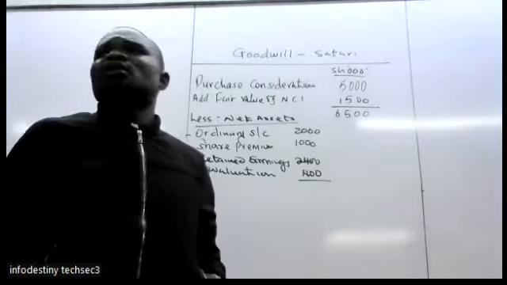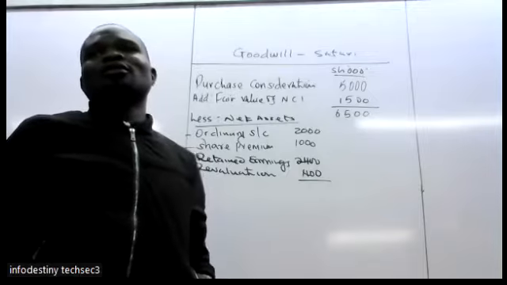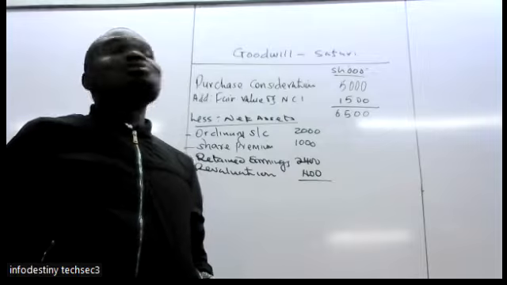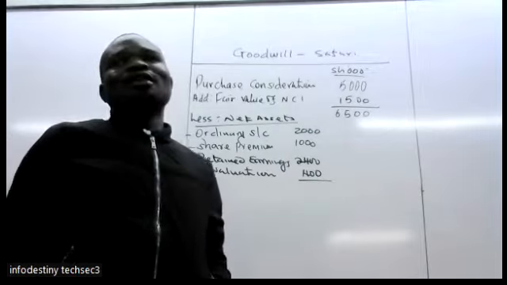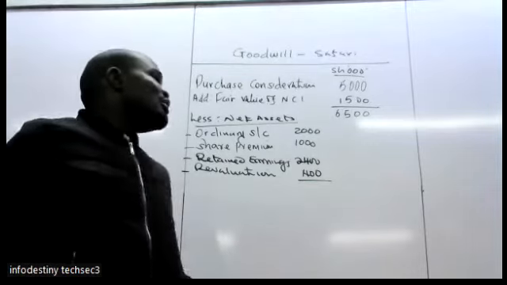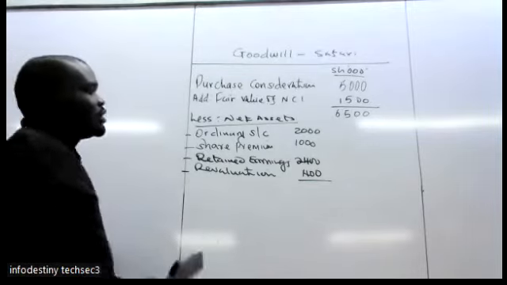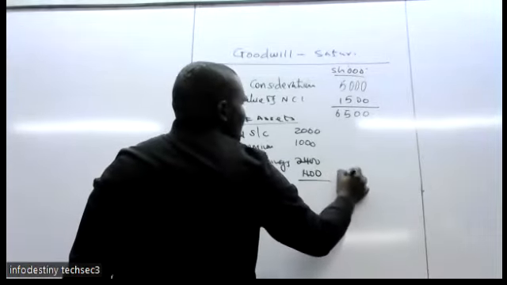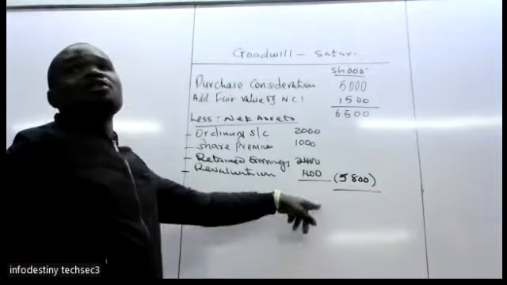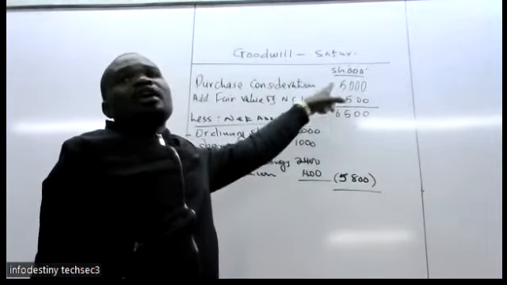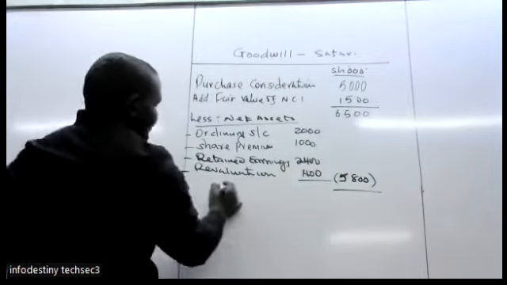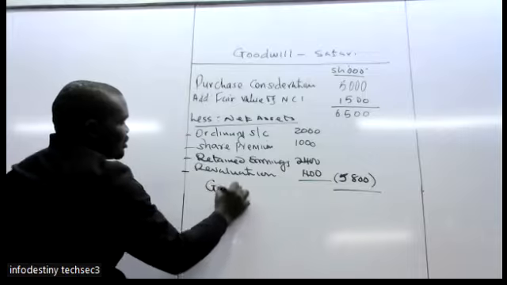Make a mark. Addition. 5,800. So this one is full method. Full method, you don't apportion net assets because already we have NCI and parent. So the difference is goodwill. So goodwill is how much?